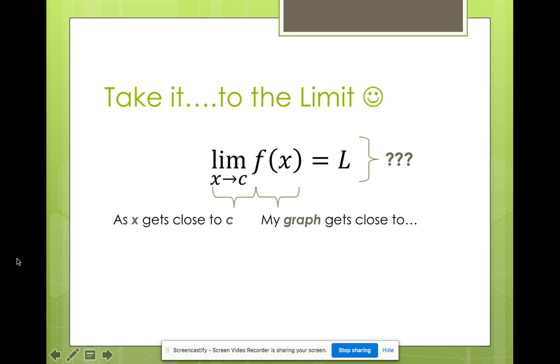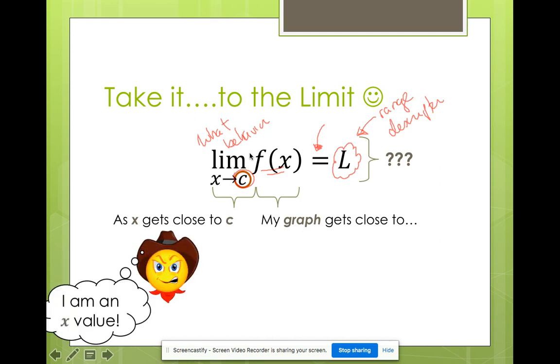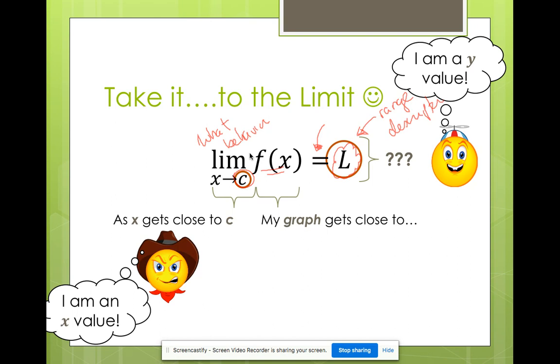So I want you to think of a limit as function behavior. So this equal sign doesn't really mean equal a number per se, even though sometimes L will be a number, sometimes it will be an infinity, but I need you to think of this as a range descriptor. So this is saying the limit is what behavior does my function have as my domain gets really, really close to some value, right? c is an x or a domain. L is a y or a range value.